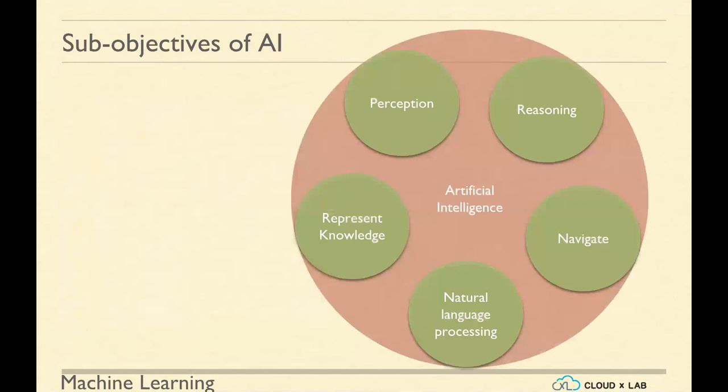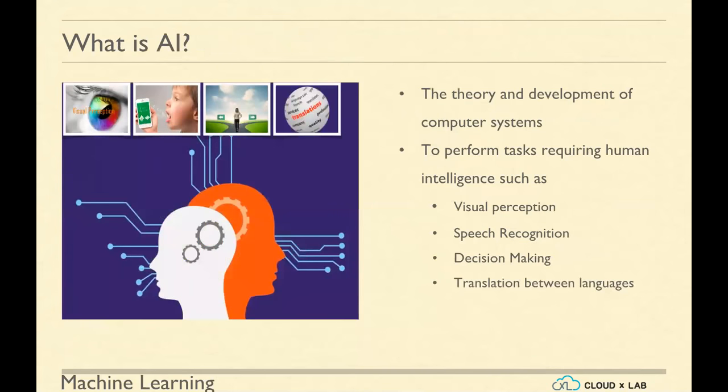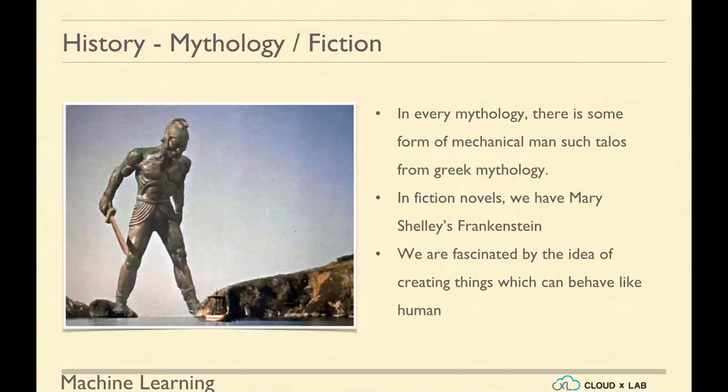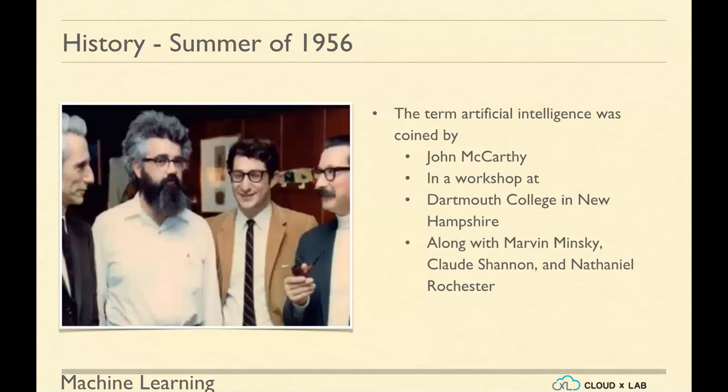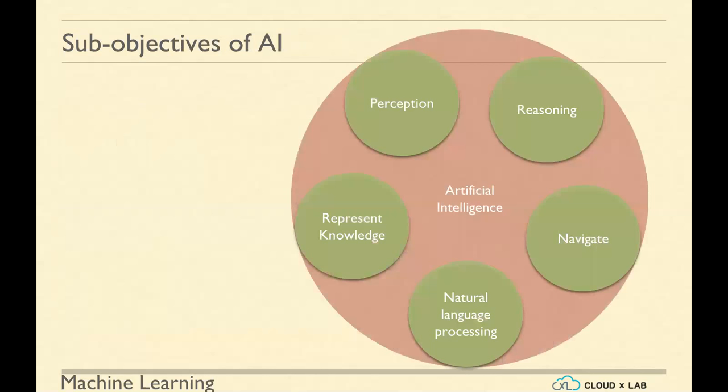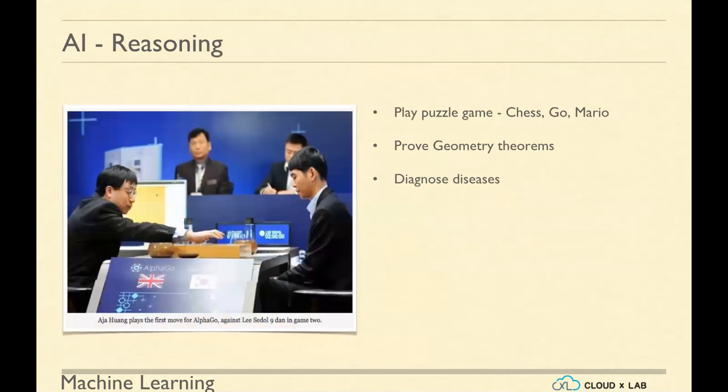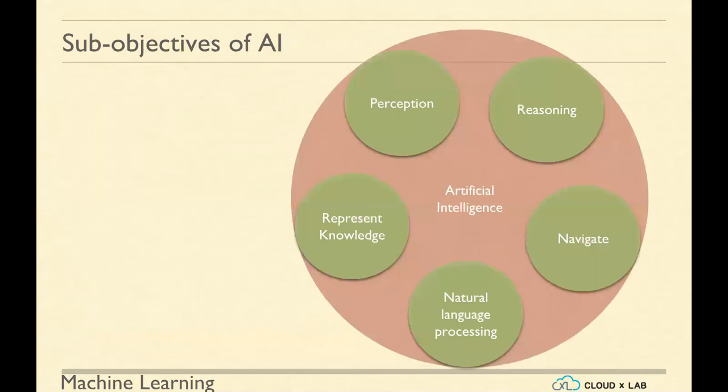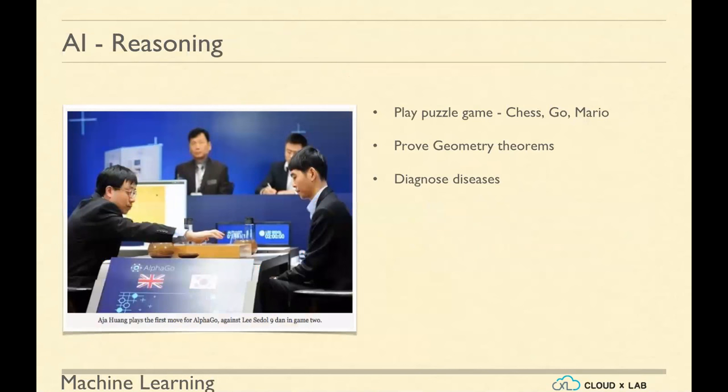So AI is all about the objective. The objective is that something should be able to behave like humans, like intelligent beings. That's AI. Now, how to achieve AI, we'll discuss later. So what are the sub-objectives of AI? For example, the intelligent being should be able to do reasoning, like play puzzle games, maybe chess, Go, Mario, or it should be able to prove geometric theorems or diagnose diseases. That's called reasoning.